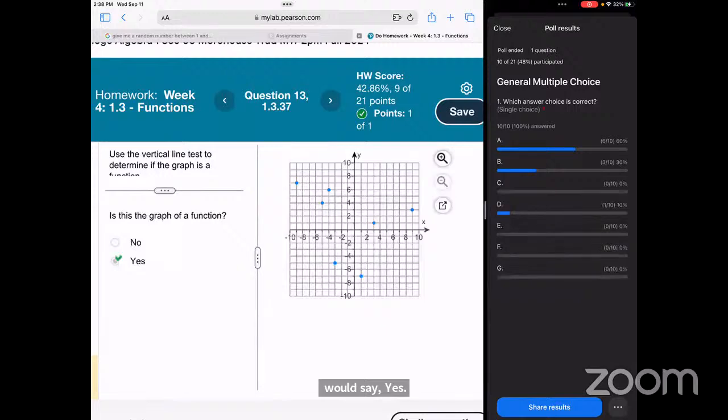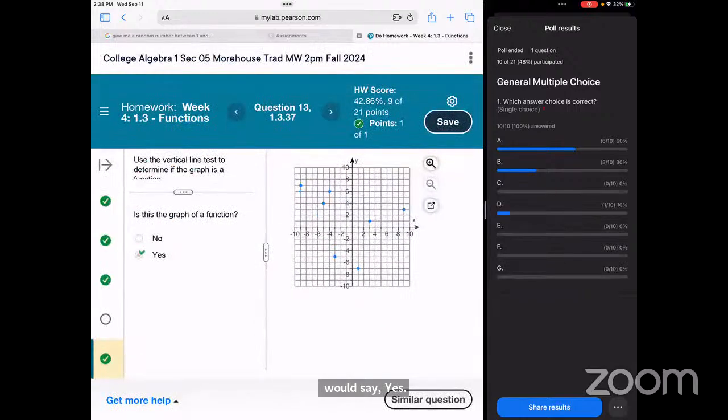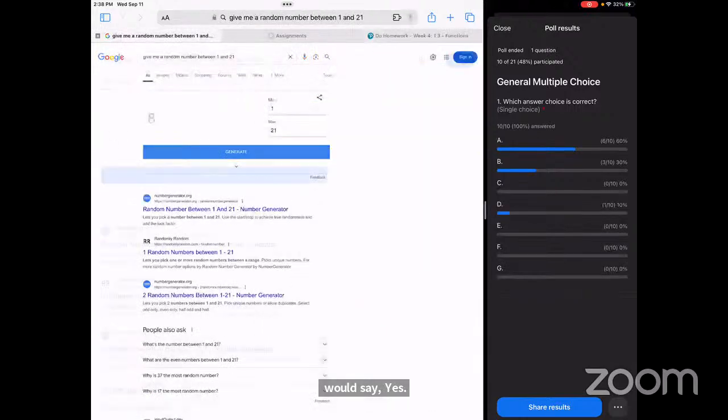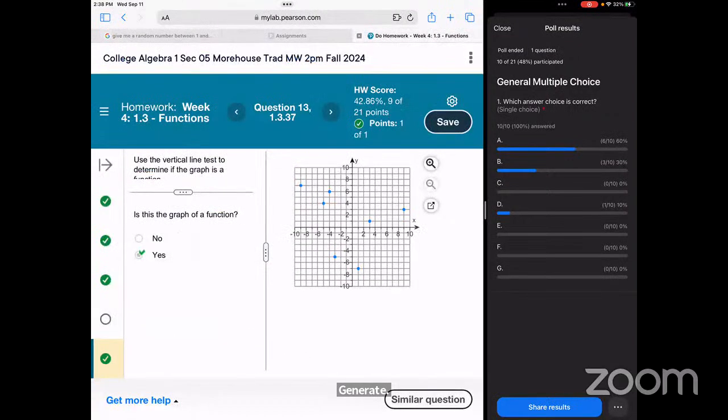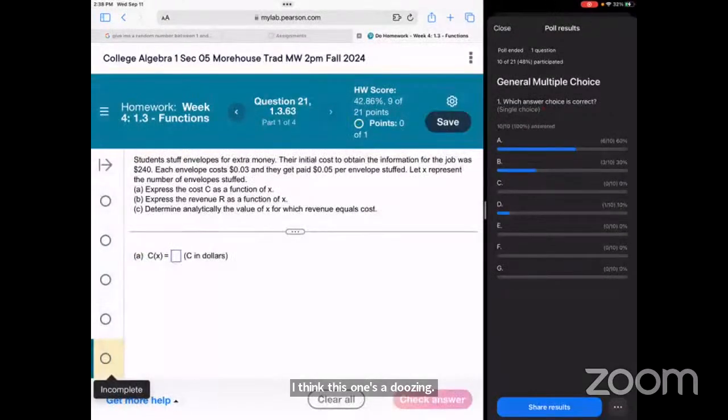Okay, what's the time? We got like 5 minutes remaining. Generate. Oh, I think this one's a doozy. It's not really a doozy. Okay, so it says students here. Well, we don't need this right now.